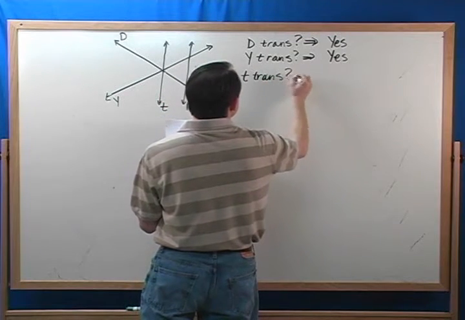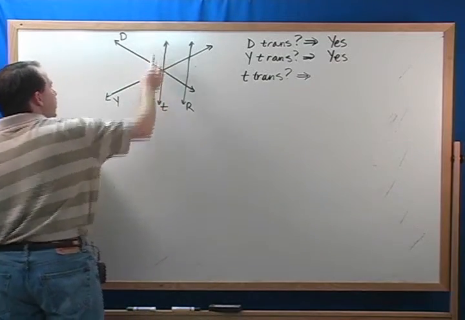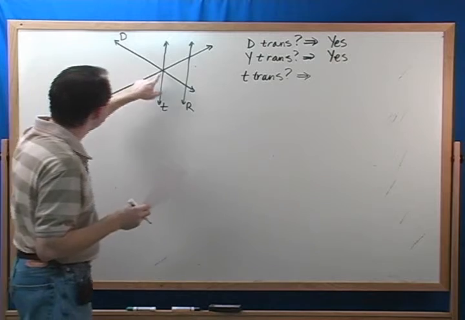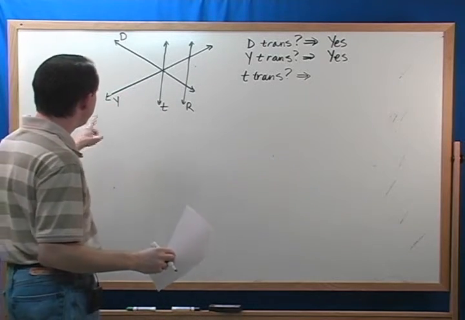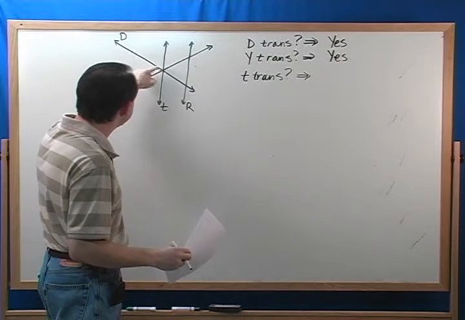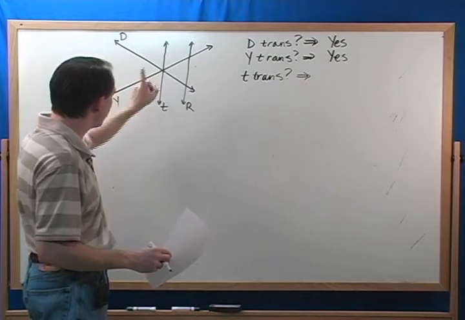So let's look at T. Is T transversal? Okay. So we look at T. T goes up here, right? And you see it intersects. Now this is kind of tricky, and that's exactly why I picked this, okay? Because T goes up, and you can see that all of these three lines, this one, and this one, they all hit each other at one point.